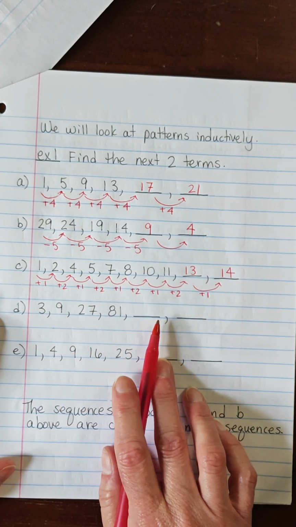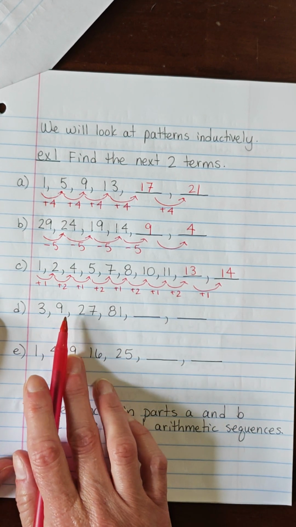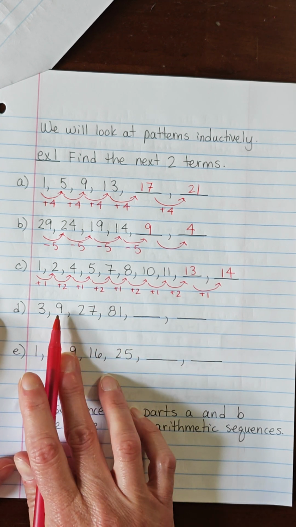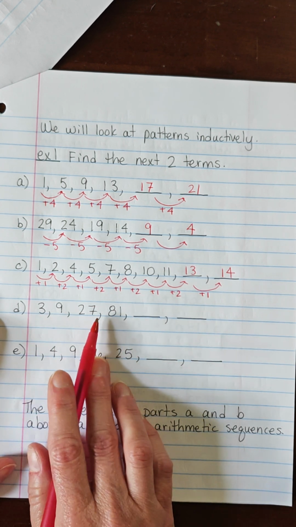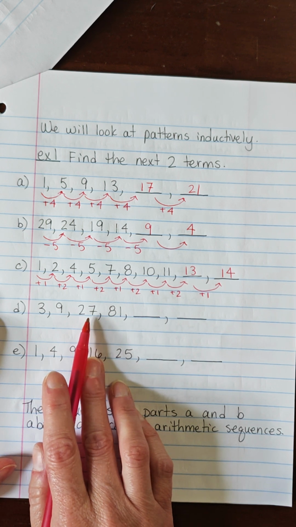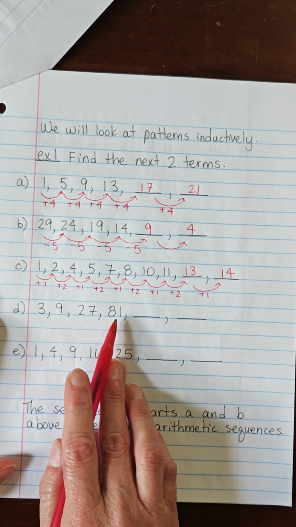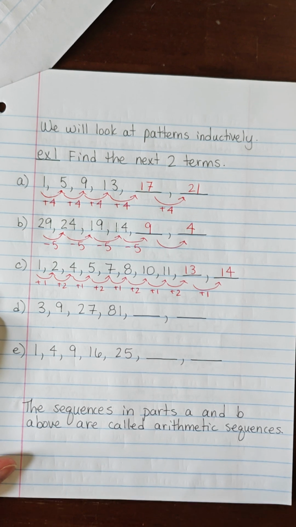All right, then we've got this one: 3, 9, 27, 81. So you look at that and you're like, okay, I've got to add 6, 9 to 27. Ooh, that's a lot more than 6, right? That's like 18? And then 27 to 81, wow, that's a lot more. So there must be a different pattern happening in there.